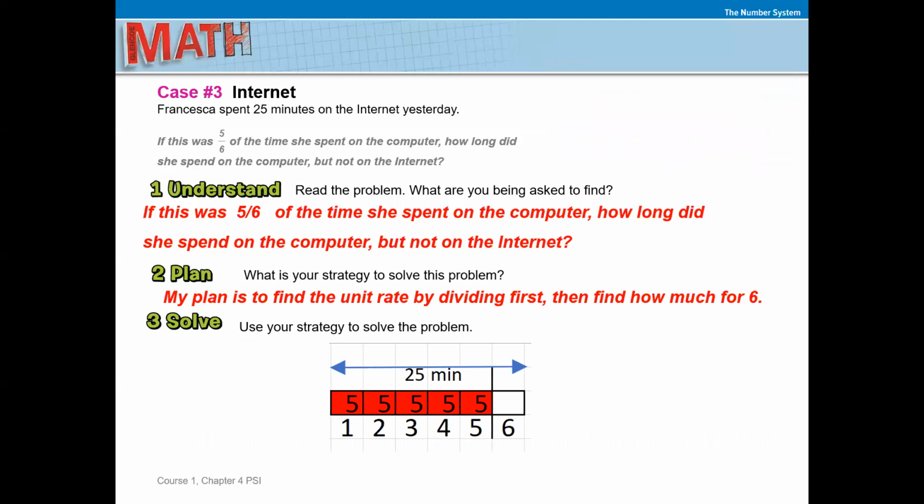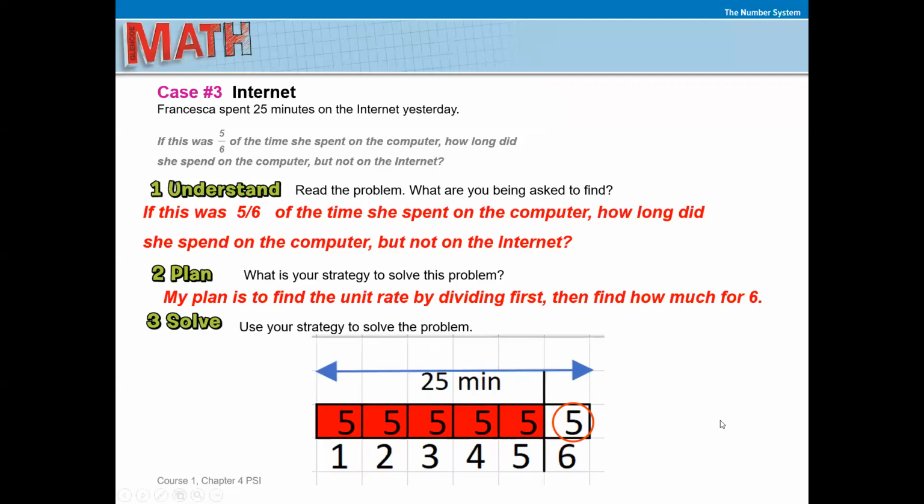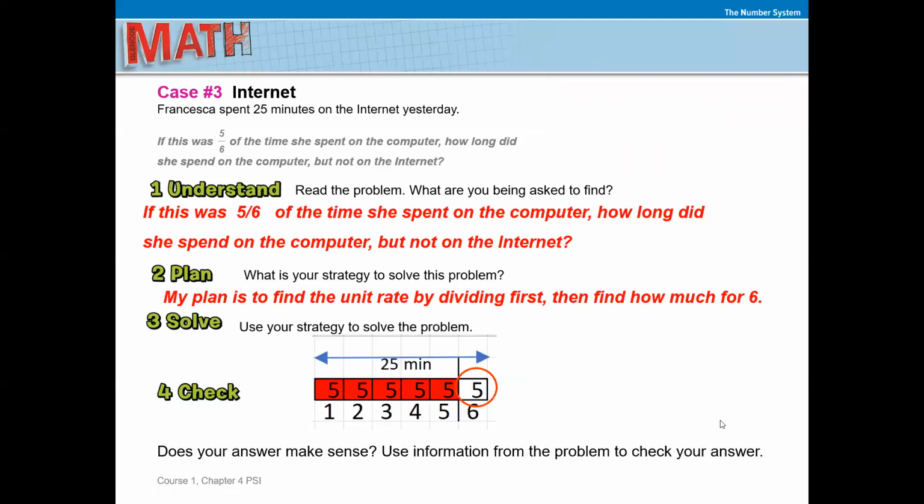If we see 6 parts and 5 parts are taken, and those 5 parts are 25 minutes, 25 divided by 5 is 5. So each block represents 5. She has one more block where she wasn't on the Internet, but she was on the computer. This block is also worth 5 minutes. So she spent 5 more minutes on the computer, not on the Internet.